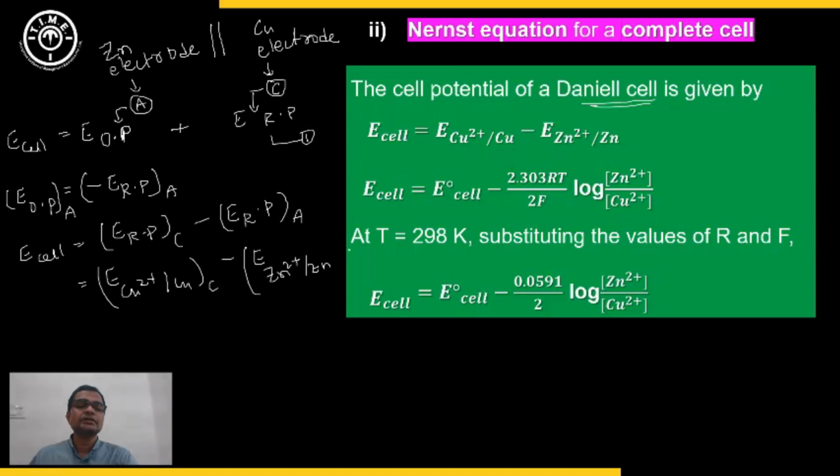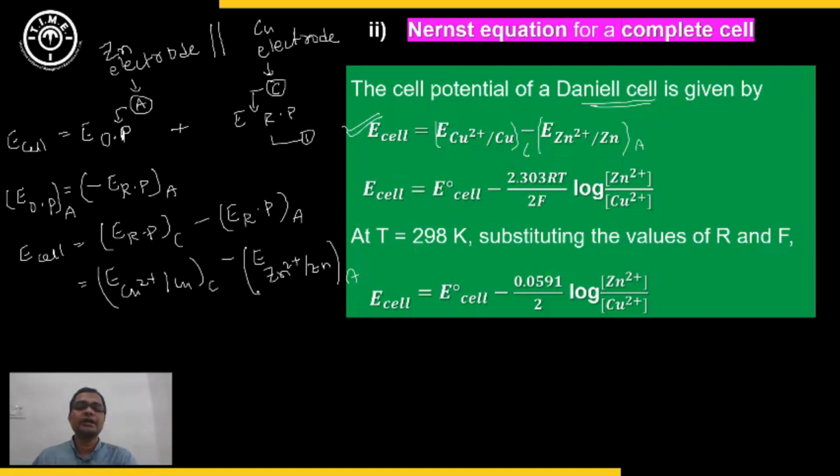Reduced to Zn. So this is for anode. So that is only given here. E cell is equal to E of Cu2+ ion to Cu. This is the cathode and this is the anode. Both are in reduction potential values. So cathode minus anode you have to do.